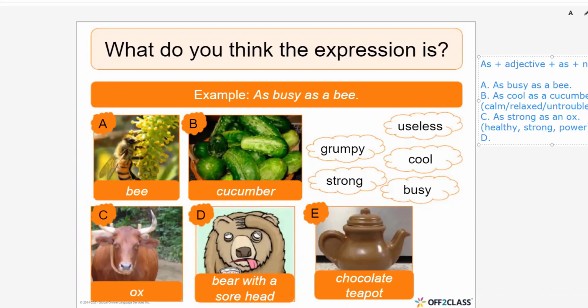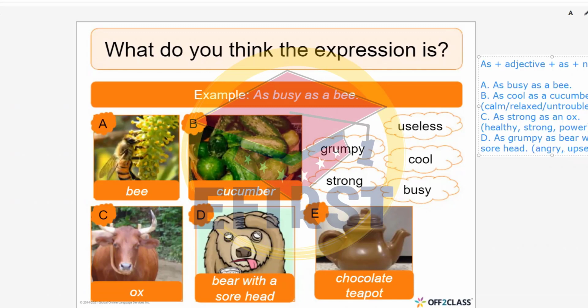All right. How about D? A bear with a sore head. Grumpy. Good. Yeah. So as grumpy. I think grumpy means angry. Yep, or unhappy. Yes. So as grumpy as a bear. So maybe this is describing, like you said, someone that's angry or upset or unhappy, right?